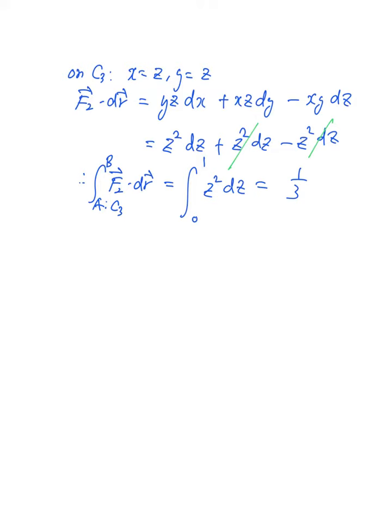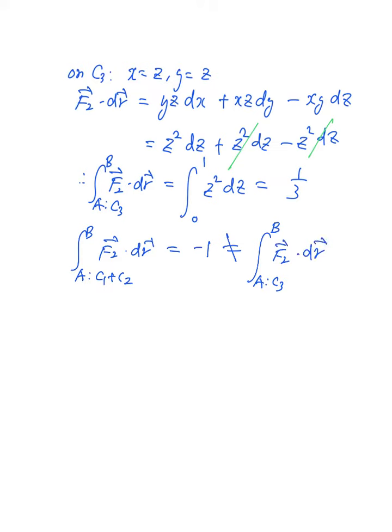And if you go back to the previous result, on the other hand, A to B, C1 plus C2, F2 dr is minus 1, which is different from A to B, C3, F2 dr. So in this case, the result depends on the path. In the previous case we have one vector field, so it doesn't matter which path you take, as long as the two points A and B are the same. But in this case, it turns out that the result is path dependent. So why? The question is why?